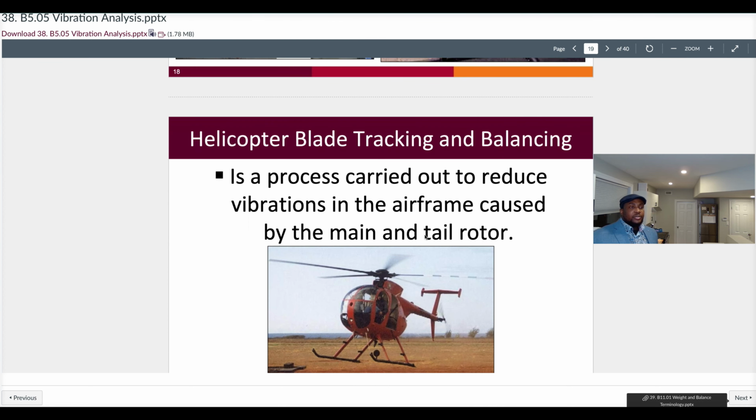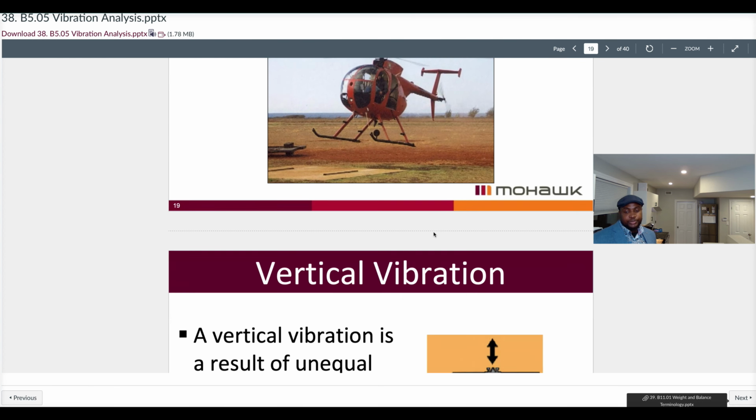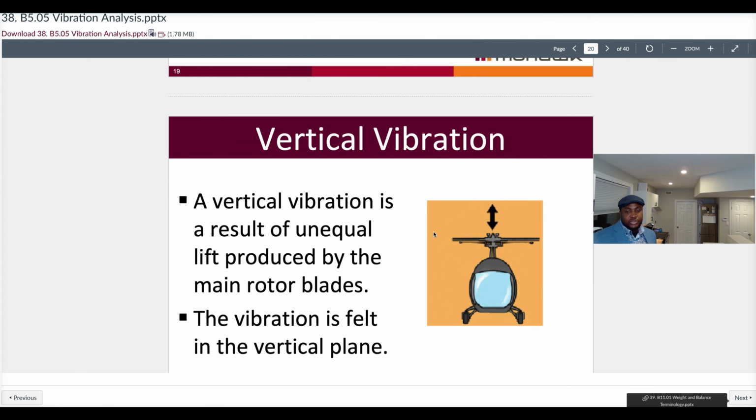Blade tracking. So we talked about vertical vibrations and we talked about out of track. Blade tracking is a process carried out to reduce the vibration in the airframe caused by the main rotor or the tail rotor. This vertical vibration is a result of unequal lift being produced because, once again, one blade is flying at a higher tip path plane, which would mean that its center of mass for that particular position would be closer, which means it'll move faster and produce more lift. And that difference in lift between one blade and another causes vertical vibration.